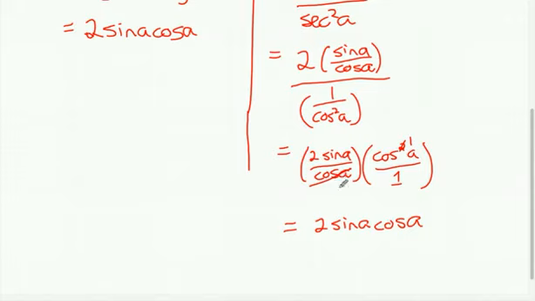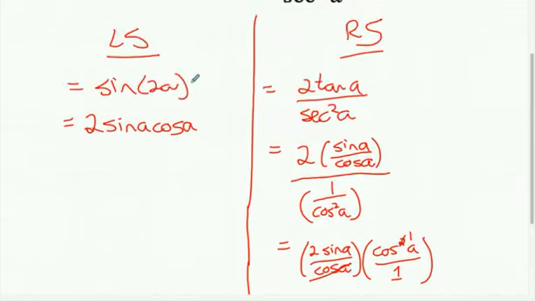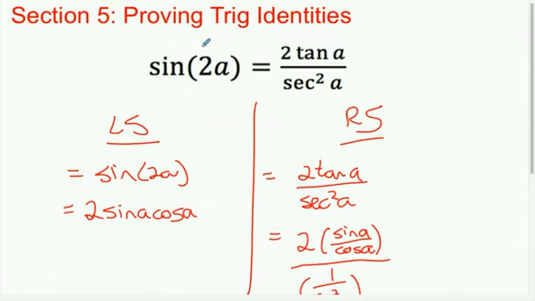And in the denominator, I just have 1 times 1, which is 1. So I'm left with 2 sine a cos a. So that's the exact same as what I have on the left side, so I proved left side equals right side. So that's how you prove a trigonometric identity.